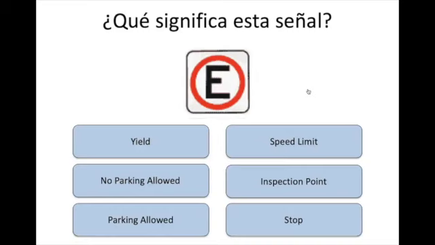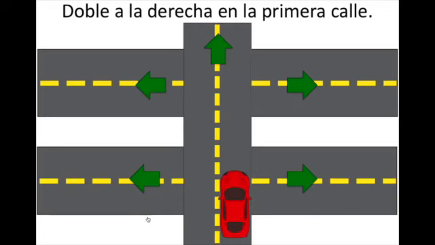What about this one? ¿Qué significa esta señal? What does this sign mean? Well, this says that parking is allowed. The word for parking in Spanish, you notice it's not a P like what we have, it's an E, because the word for parking in Spanish is estacionamiento. Estacionamiento. So this is saying that parking is allowed, estacionamiento. If parking were not allowed, you'd see like a big slash or an X through it. So here we're saying parking is allowed.